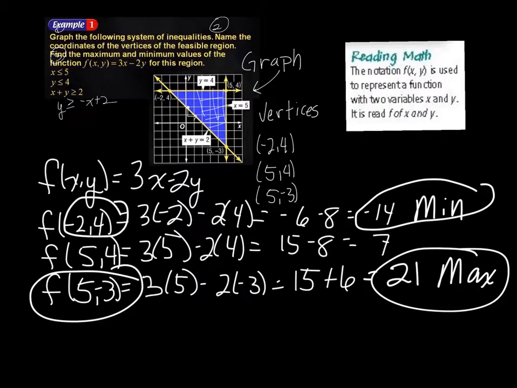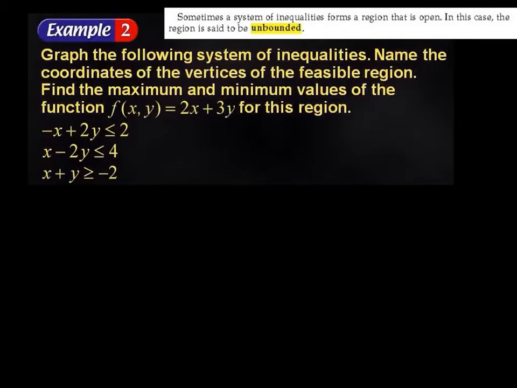The notation f(x,y) is used to represent a function with two variables x and y, as read "f of x y." That system was bounded; it had boundaries all the way around the feasible region. Sometimes a system of inequalities forms a region that is open. In this case, the region is said to be unbounded. Graph the following system of inequalities. Name the coordinates of the vertices of the feasible region. Find the maximum and minimum values of the function f(x,y) = 2x + 3y.